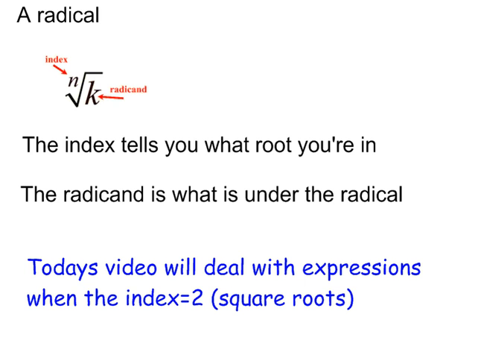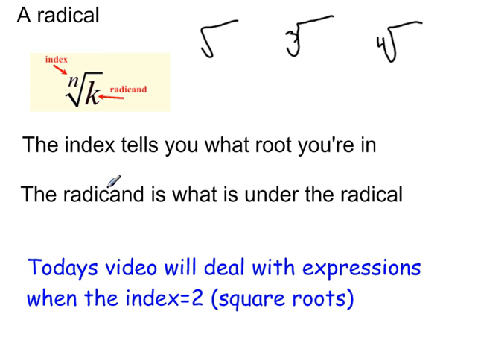Okay, so first, a radical is made up of two parts. It's made up of the index, and it's made up of the radicand. The index tells you what root you're in. So, you could have a square root, you could have a cubic root, you could have a fourth root, and so on and so forth. So the index is this part over here, referred to as n, and it just tells you what root you're in.